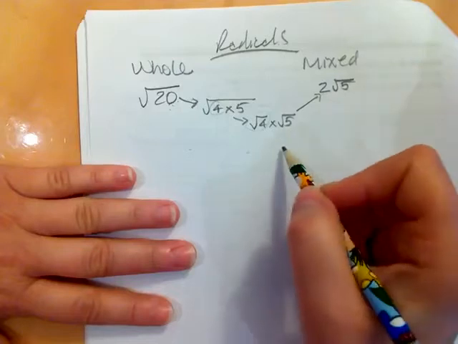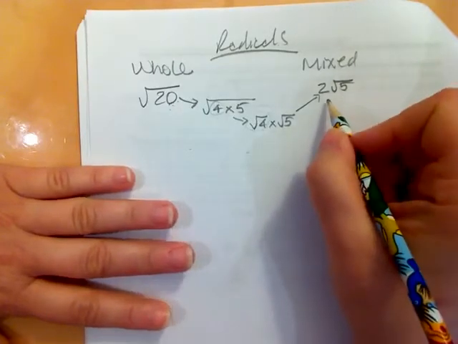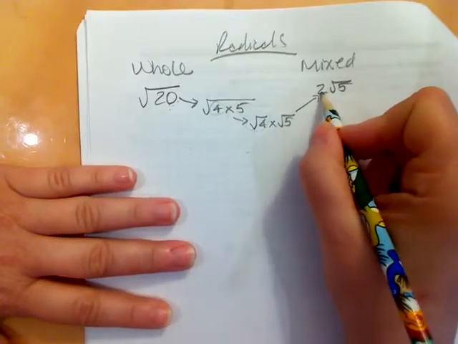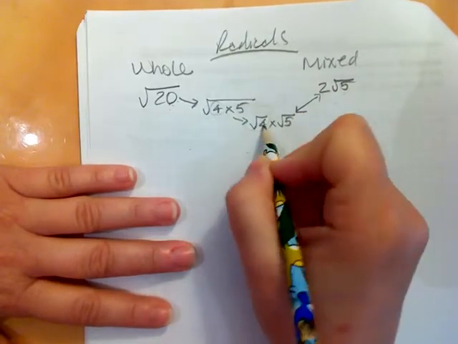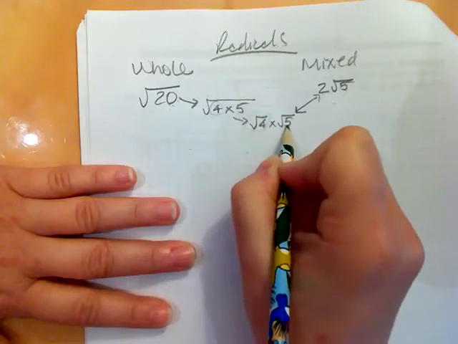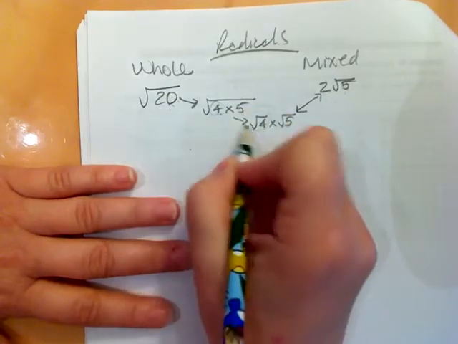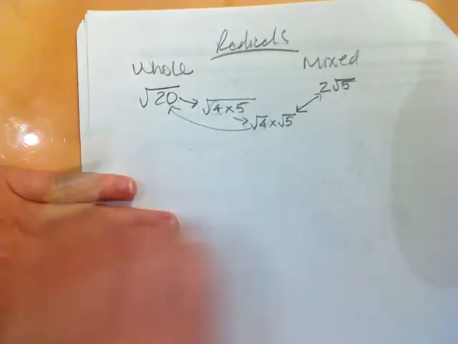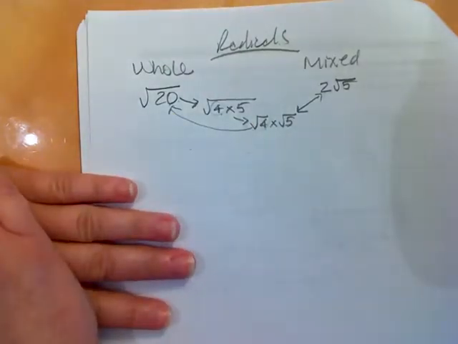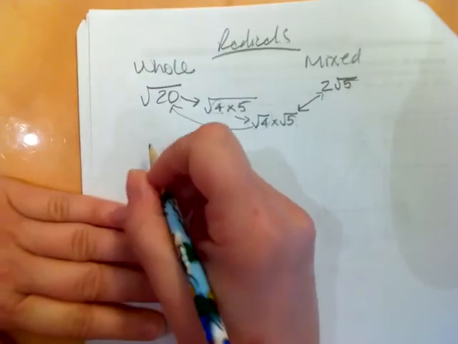If you want to move in this direction, you would do the exact opposite. You would say 2 under a root is the same as root 4, and then the root of 4 times the root of 5 is this, but you could actually just go straight to here as well. The root of 4 times the root of 5 is the root of 20. And that's how you do it. So let's practice a couple of them.